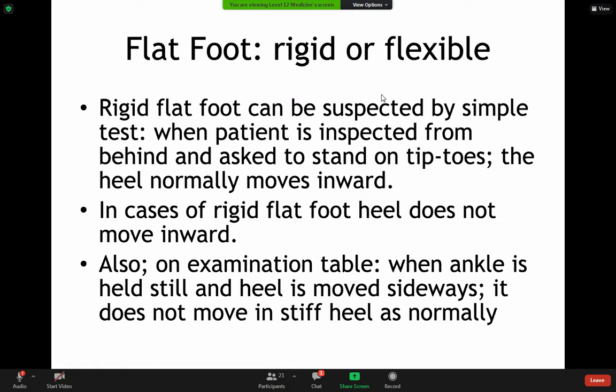Also on the examination table, when the ankle is held still and the heel is moved sideways, it does not move. Usually in normal feet, if you move the heel sideways, it moves in eversion and inversion, but in rigid flat foot, it does not move normally.